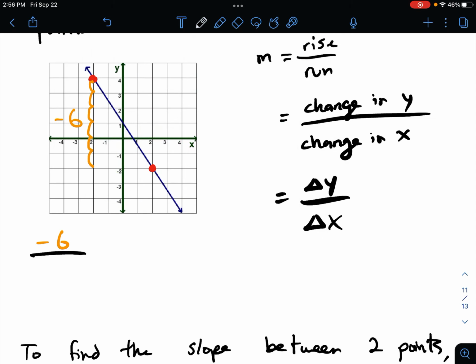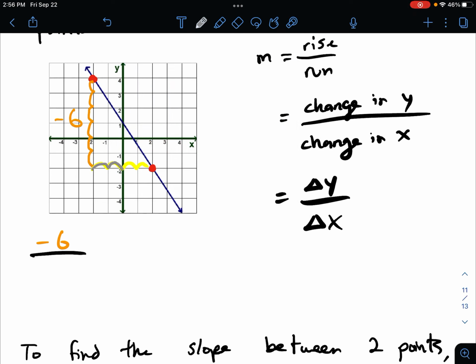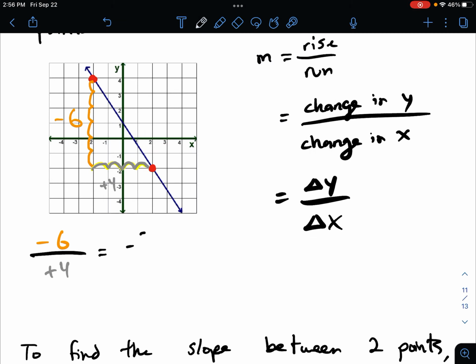And then I can look at the run, how much I travel to the right. This is 1, 2, 3, 4. And because I'm traveling to the right, that's a +4. So -6 over 4 would reduce to -3/2. So -3/2 would be my slope.